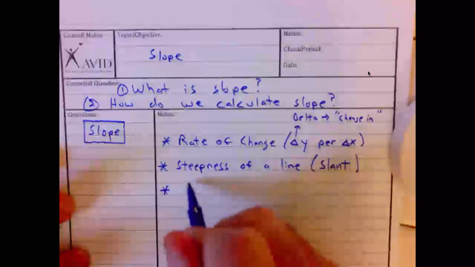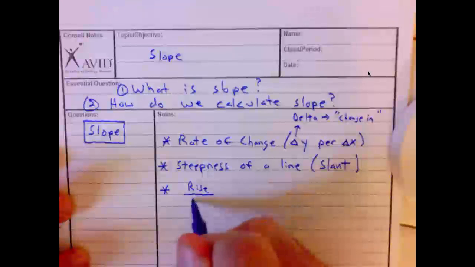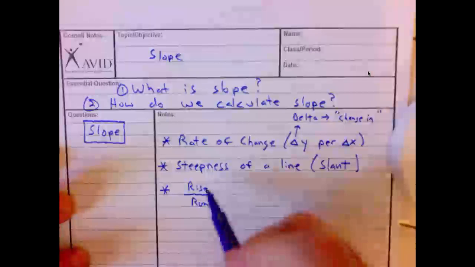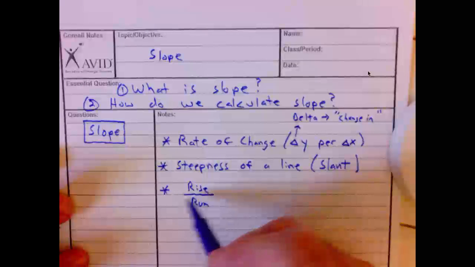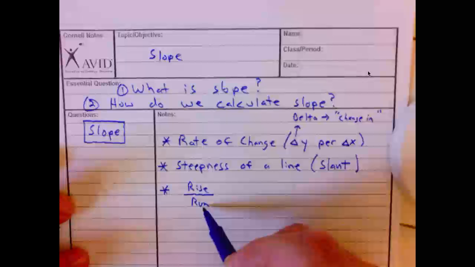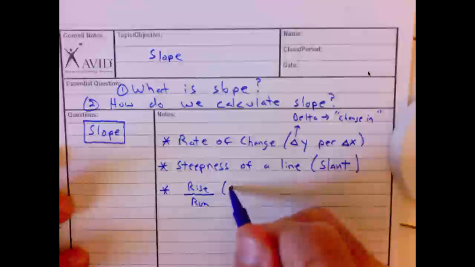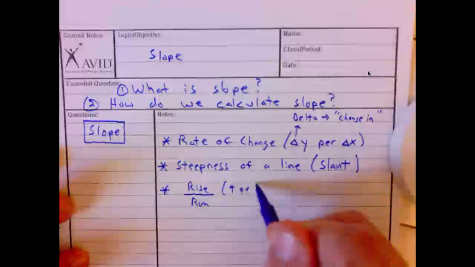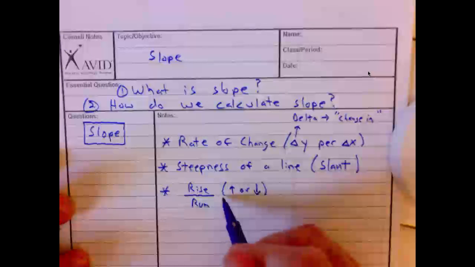We will also think of slope as rise over run. How much is the line going up or down divided by how much it's moving to the right? The rise is either up or down. The run we will consider to the right.